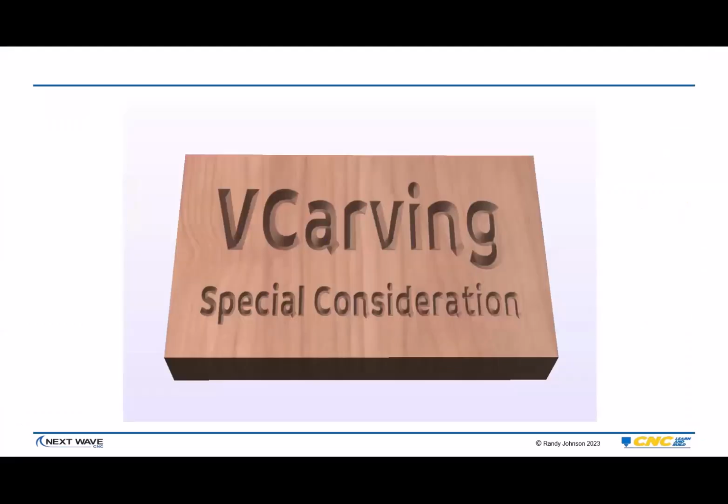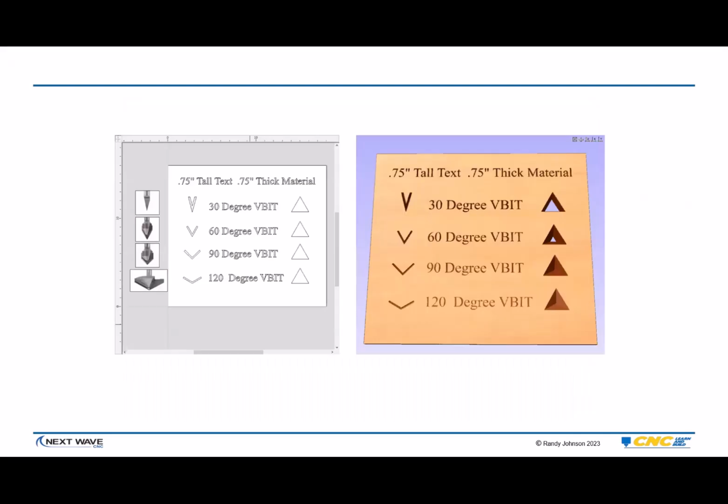Now, there are some special considerations with V carving that you'll find helpful to get the most out of this toolpath. The first one is to understand that the angle has an effect on how the carving looks at the end. On the left side, you can see the different V-bits. I drew those vectors to illustrate this. And then the right side is the simulation.